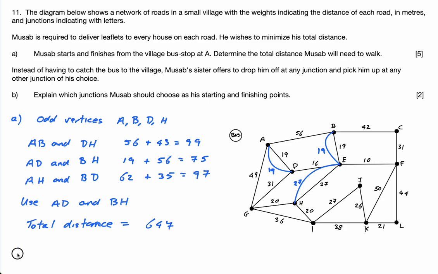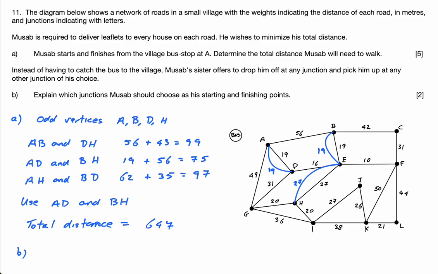Okay, great. Then B, explain which junctions, instead of having to catch the bus to the village, Musab's sister offers to drop him off at any junction and pick him up at any other junction of his choice. Explain which junction Musab should choose as his starting and finishing points.